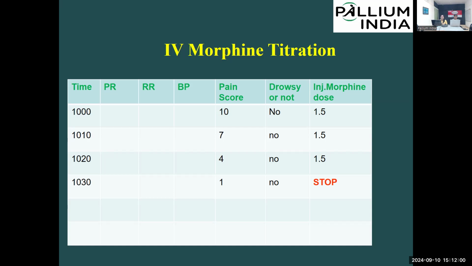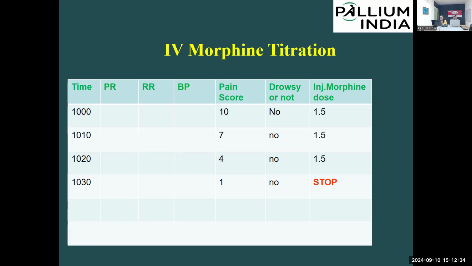10 minutes later, the pain score was reassessed. The vitals were documented. The pain score became 7 by 10. The patient is still not drowsy. Then repeat 1 ml of diluent morphine, which is 1.5 milligram of morphine. Wait for another 10 minutes. Record the vitals again and record the pain score. The pain score in this patient has come down to 4. The patient is still not drowsy. So we are repeating 1.5 milligram of morphine again. Wait for another 10 minutes.